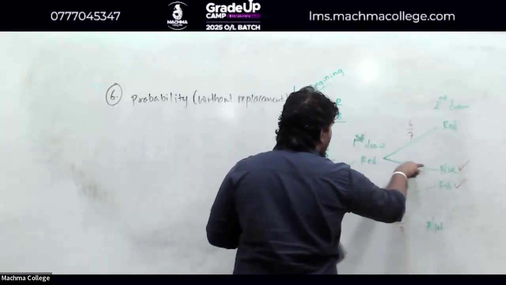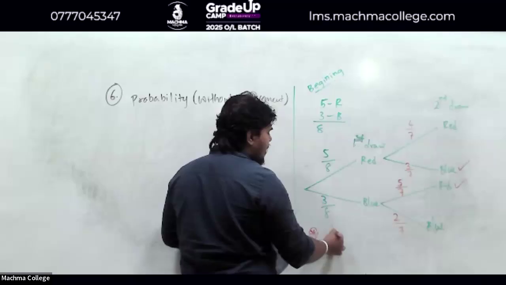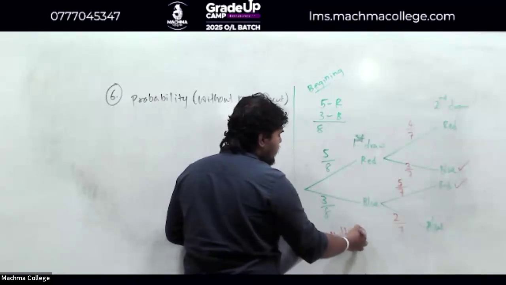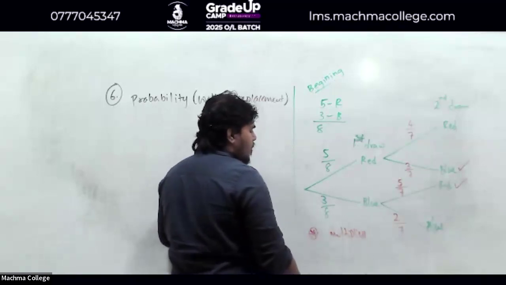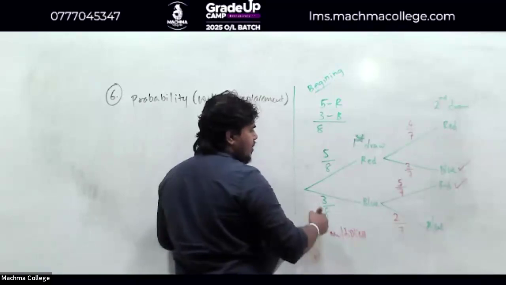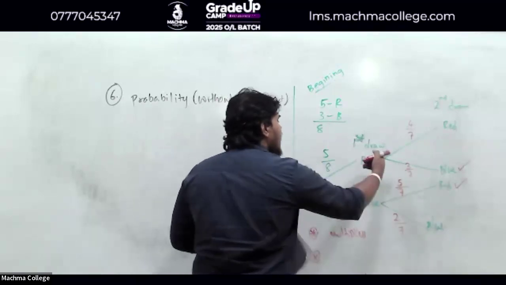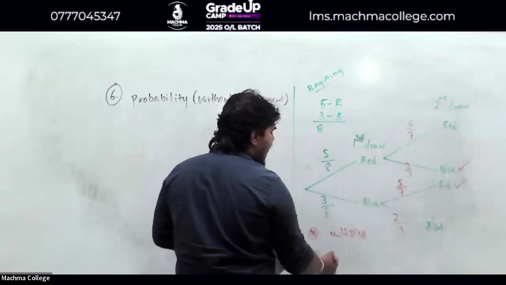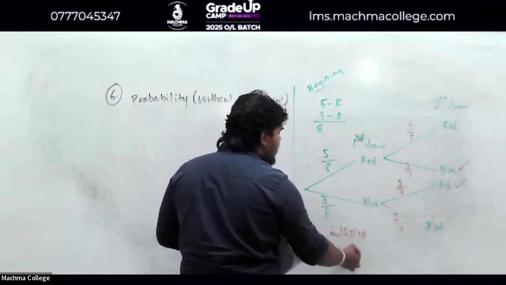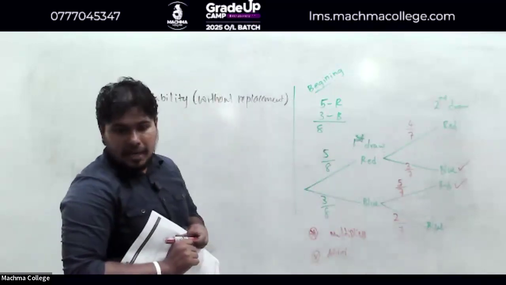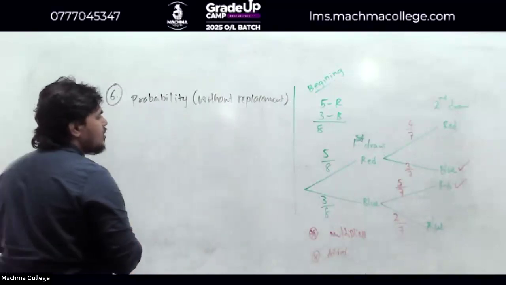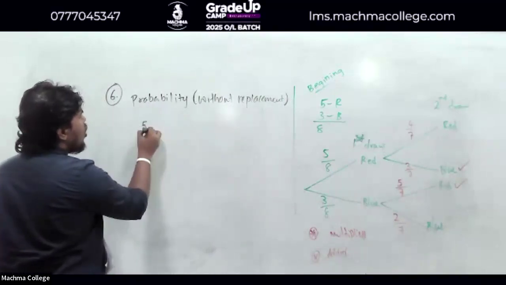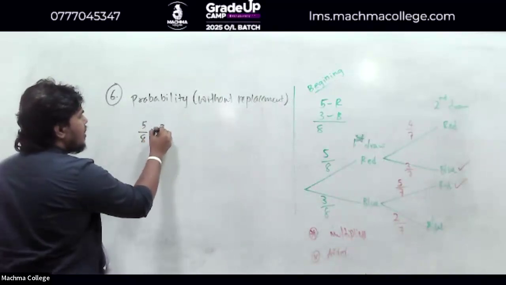Probability along a branch, if you run through a branch like this, probabilities through the branch will be multiplied. Among the branches, the probabilities will be added. So the probability through the first branch is 5/8 multiplied by 3/7.